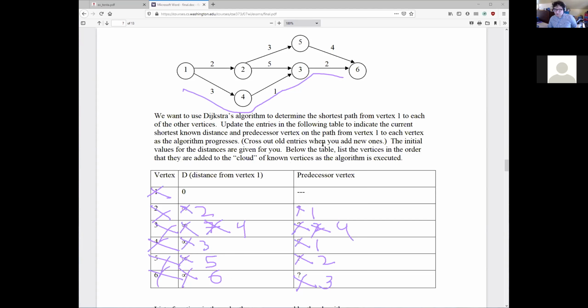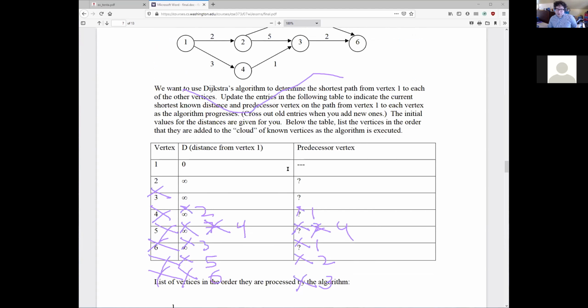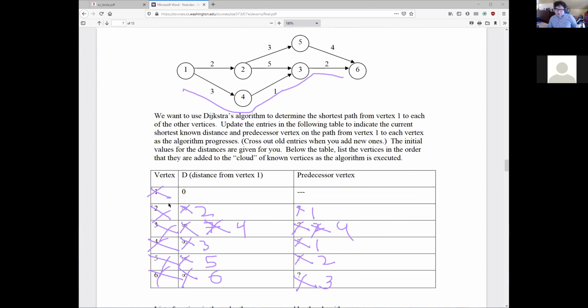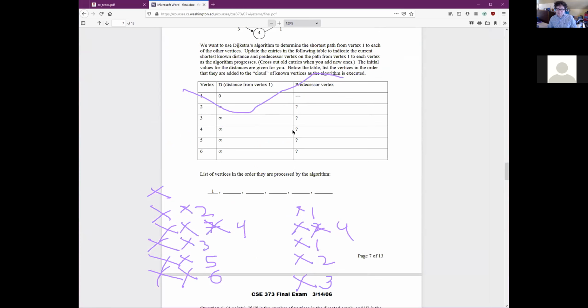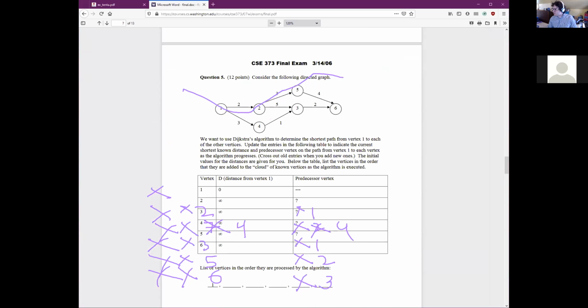Okay, so stop. The order in which the vertices are processed by the algorithm, we could have kept track of that as we were going, but let's just use the ability to have some memory. So, clear.